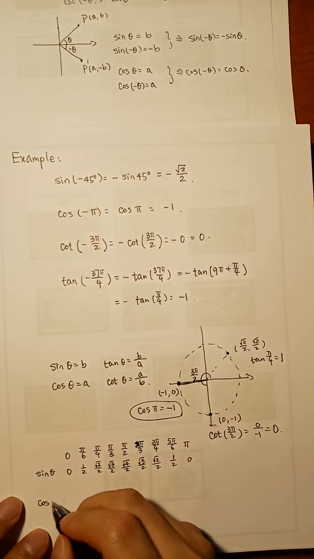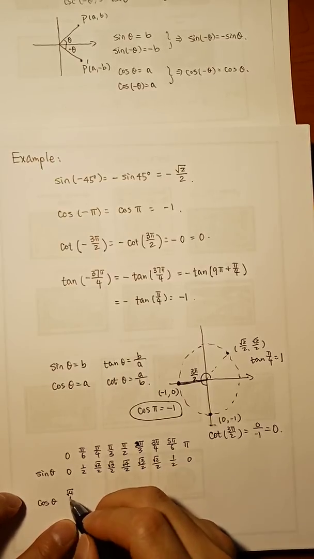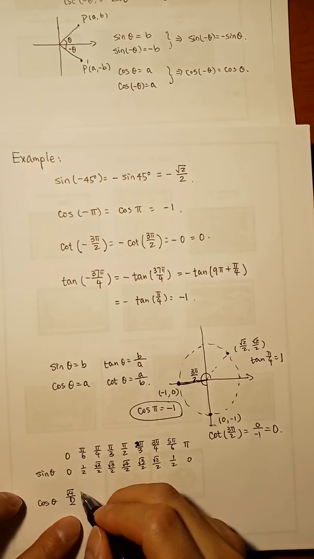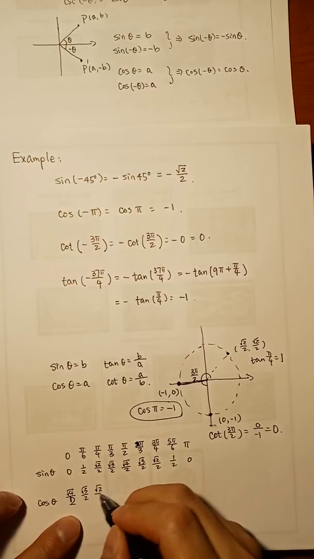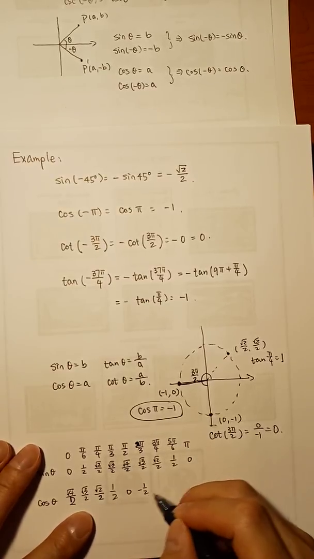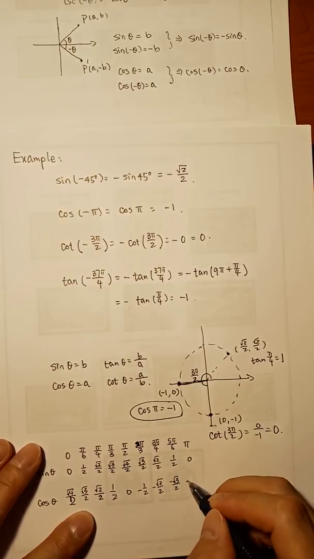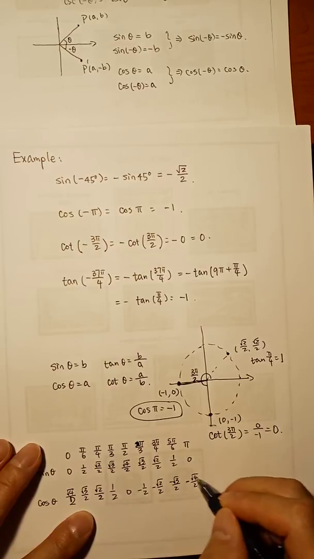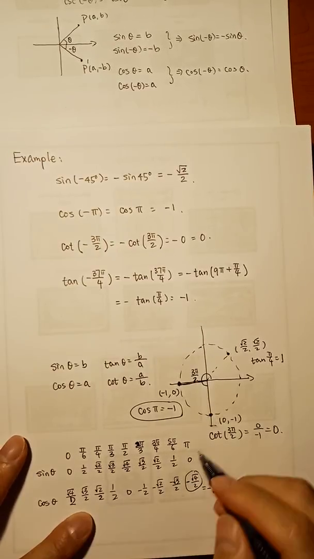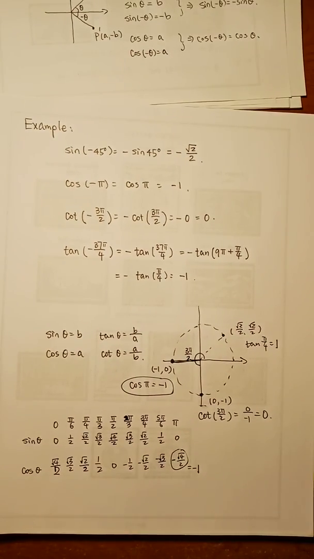And cosine is similar. So you get 1, root 4 over 2, then root 3 over 2, root 2 over 2, 1 over 2, and 0. And then you go to negative 1/2, negative root 2 over 2, negative root 3 over 2, and negative 1. Cosine pi is equal to negative 1. So try to use this kind of pattern to memorize it and use this to do your exercise. Okay, we'll stop here. Thank you.